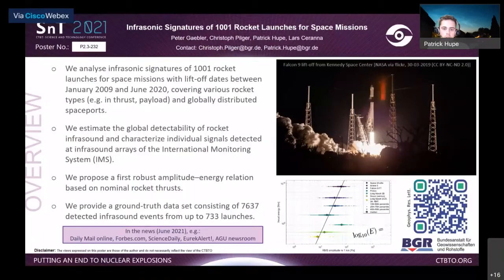We estimate the global detectability at the IMS stations and characterize individual signals detected at infrasound arrays, for example, from the Falcon 9 rocket. And we propose for the first time a robust amplitude energy relation based on nominal rocket thrusts. The study has already got some attention in the news after it was published in Geophysical Research Letters. If you scan the QR code here, you will be directed to the open access publication. We also provide an open access ground truth dataset consisting of more than 7,000 infrasound detections from up to 730 launches to encourage further studies based on rocket infrasound. You will find more details in our e-poster. Thank you.